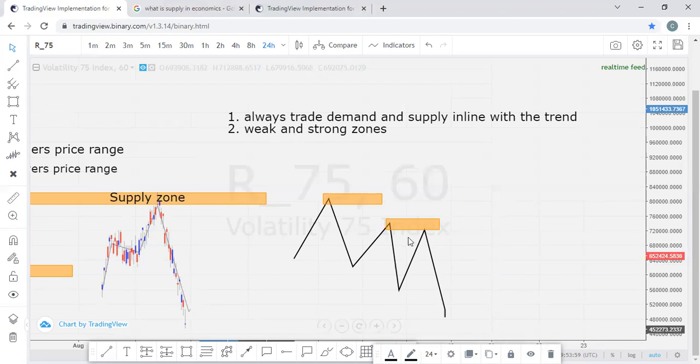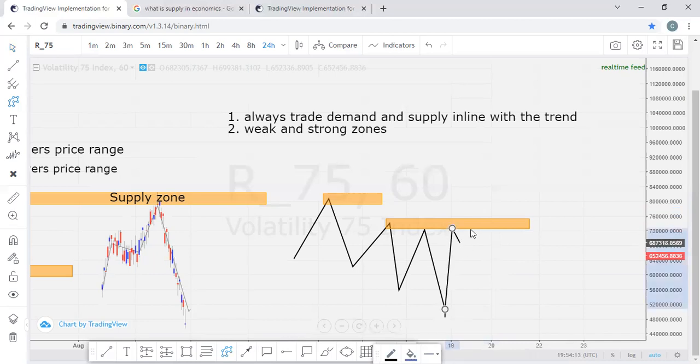So for instance, we had some kind of supply zone here, and look what the market did. Let me just add my polyline. The market came and did something like this, came and did this, came and did this. The market kept doing this for hours. It finally sold down, right? So seeing this long range at this point gave you an idea that this is a weak supply zone. So in future, you shouldn't be looking to sell here, right?